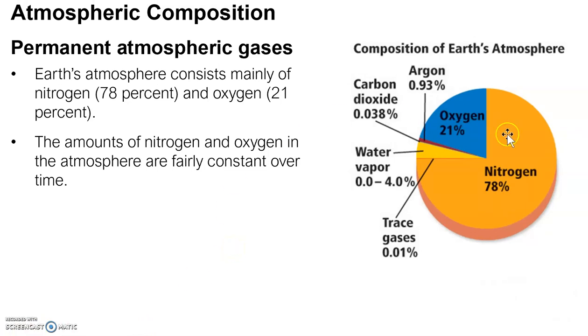So atmospheric composition. So there's permanent atmospheric gases. You can see this little pie chart here. In this pie chart, we see that 78% of the atmosphere is nitrogen, 21% is oxygen, and then you have less than 1% of argon, and then these other ones are in very trace amounts.